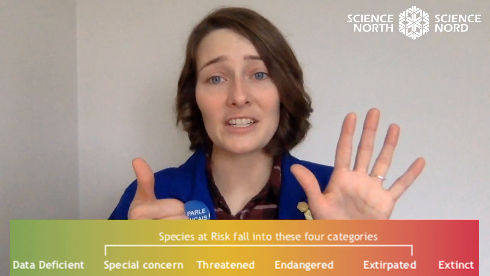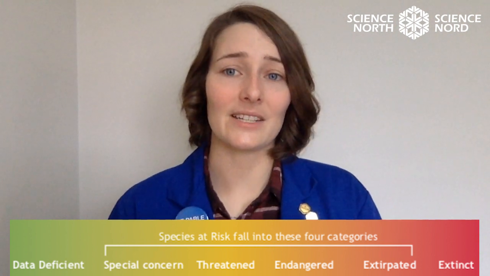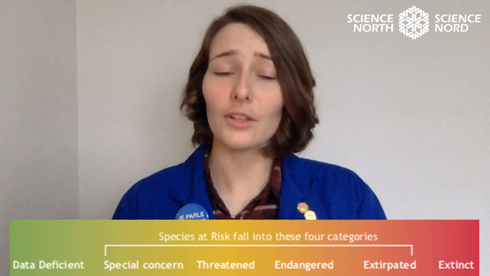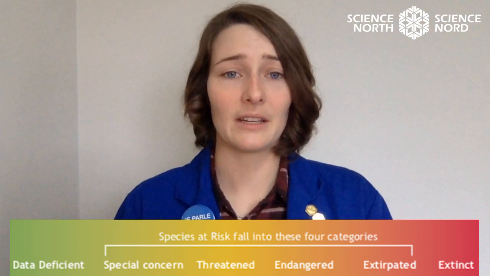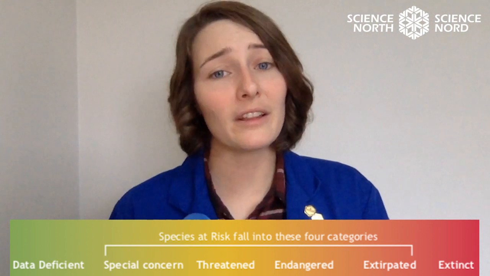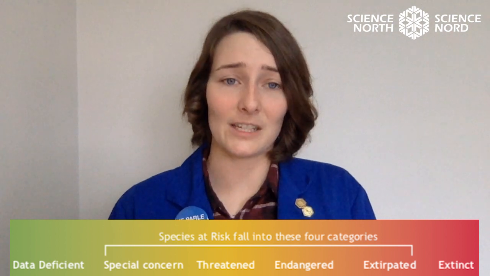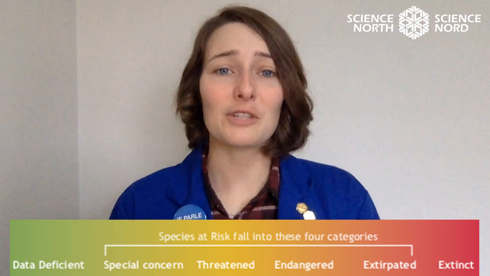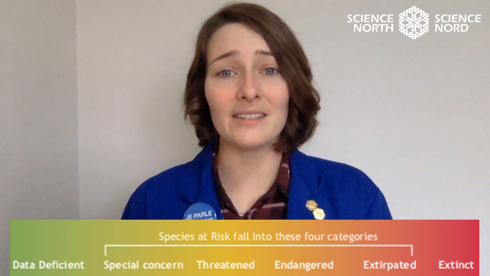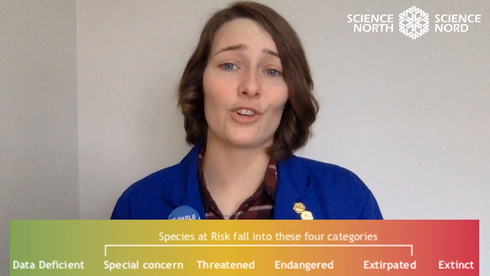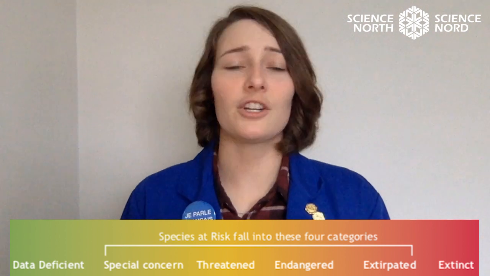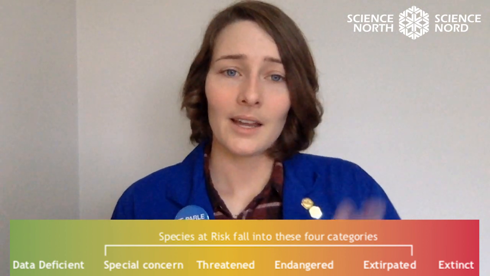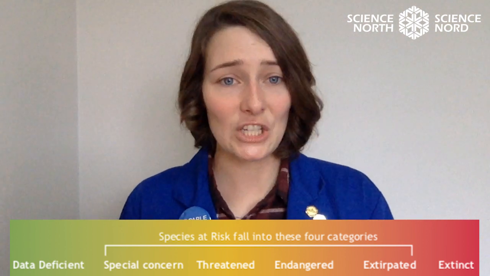There are 6 different categories to determine the risk status of species in Canada. The first is data deficient. It means that there's not enough information available to determine the status of that species. The second is special concern. Now, this species is not endangered or threatened, but may become endangered or threatened due to a combination of different threats. Number 3 is a threatened species.